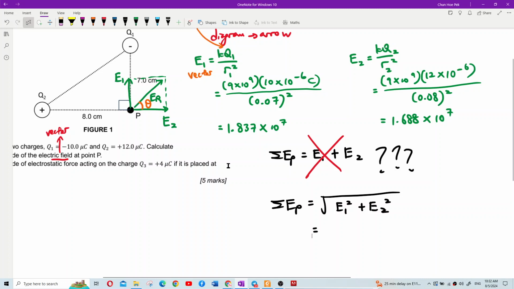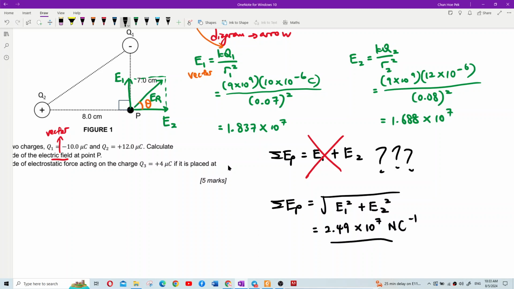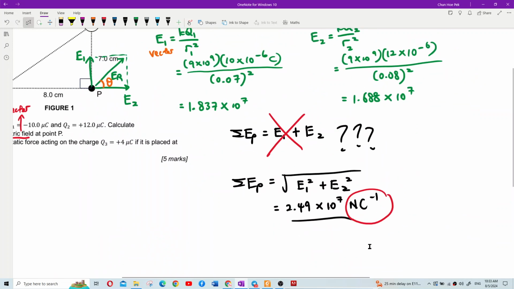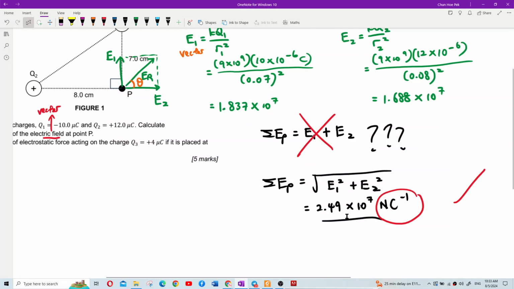So what do you get? The answer is 2.49 × 10^7 Newton per Coulomb. Unit also. Many of you didn't put the unit here. Just give me the answer without unit, so careless. Then you get the correct answer. So this is the correct answer.